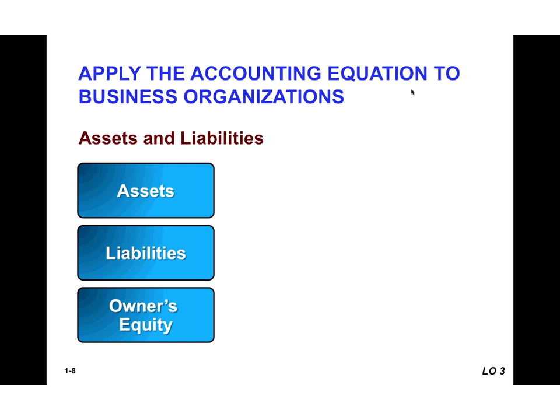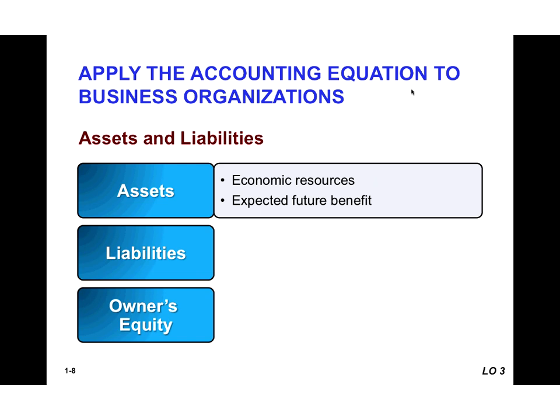There are three types of accounts in the accounting equation, and the first one is assets. Assets are economic resources that have expected future benefit.